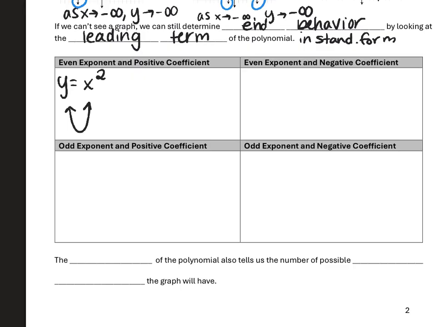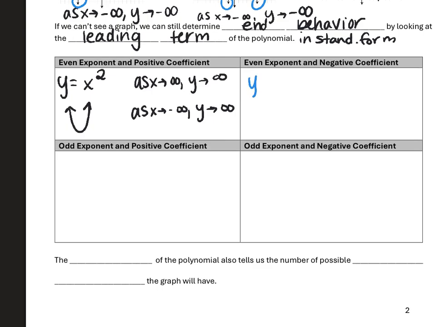So if it's to the 4th, to the 6th, to the 8th, with a positive coefficient, both sides will always face up. So the end behavior will always be, to the right, as x approaches infinity, y is going to be approaching infinity. So both sides are going to go up. And as x approaches negative infinity, y approaches infinity. So you can think of the shape of just a regular parabola with a positive coefficient. This will apply to any even exponent.